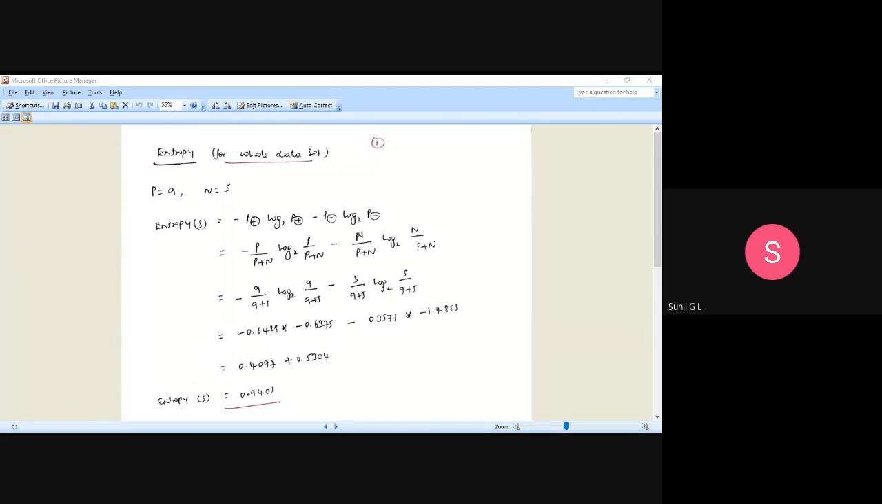Okay, so this is the formula of information gain. How do you calculate the information gain? We'll come to that one. I already told that information gain is the expected reduction in the entropy caused by partitioning the examples according to this attribute.